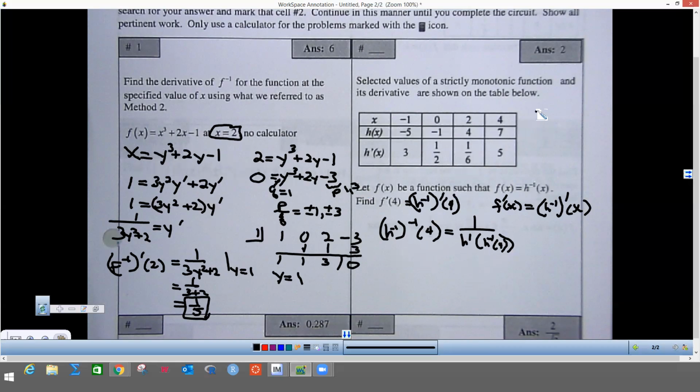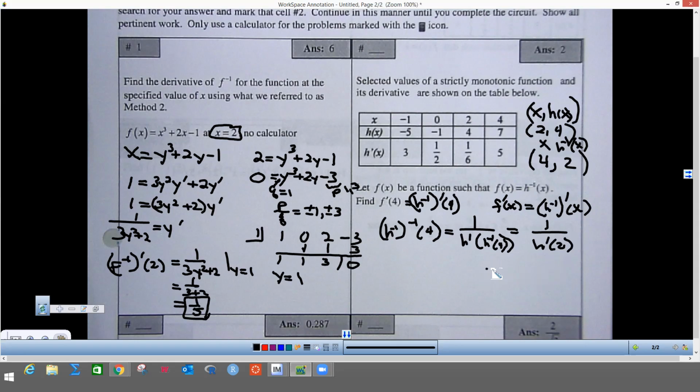So basically, if I look right here, if I look at x and h of x, if I look at this and I know that if I plug in 2, I get out 4, what that means is if I plug in 4 for x, then my inverse function, remember you flip-flop them? If you flip-flop them, then your inverse would be 2. So what this means is the inverse h of x, when you plug 4 in, is going to give you 2 by flip-flopping these. So that means this is going to equal 1 over h prime of 2.